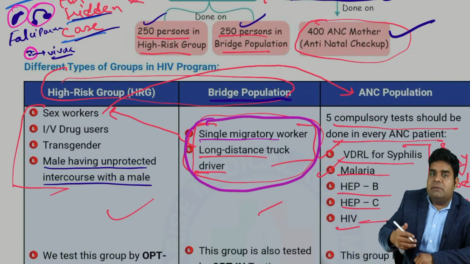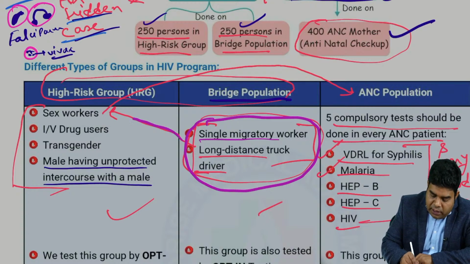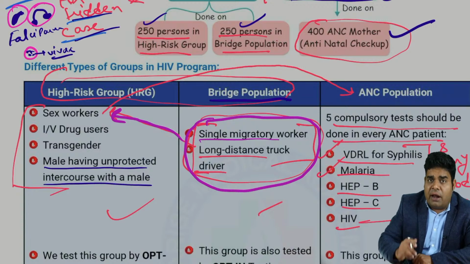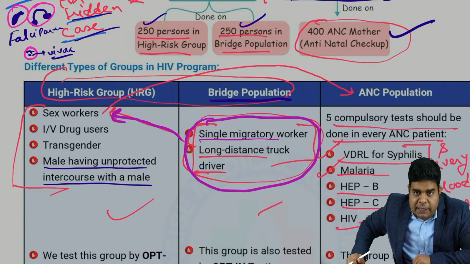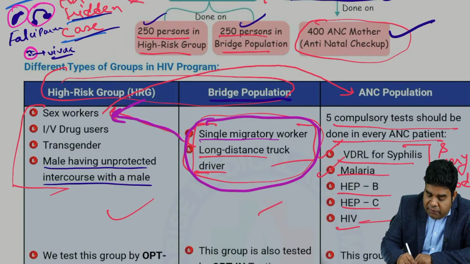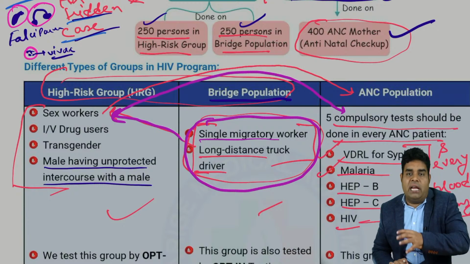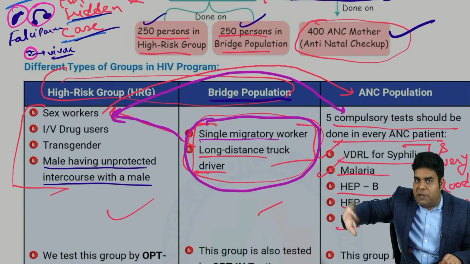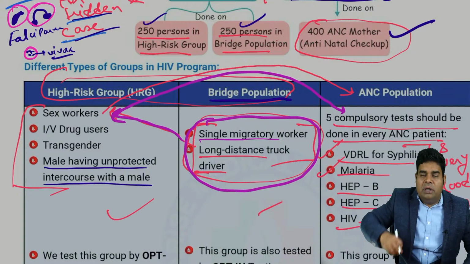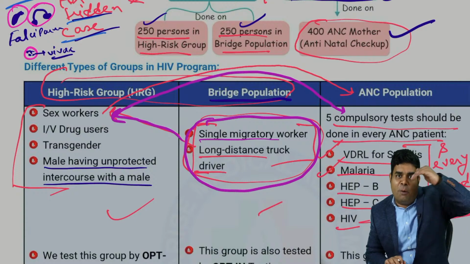So some of these migratory workers and long distance truck drivers go to sex workers, and sex workers are mostly living in a separate part of society. They take the HIV from those sex workers and then infect their innocent wives back at home, and transfer the infection from the separate part of society of sex workers to the main society, the general population. That's why they are known as bridge population.